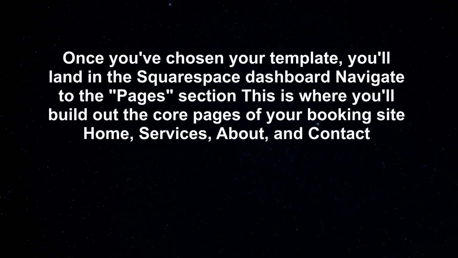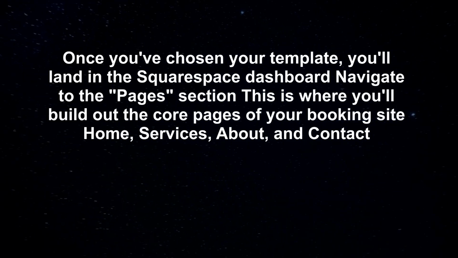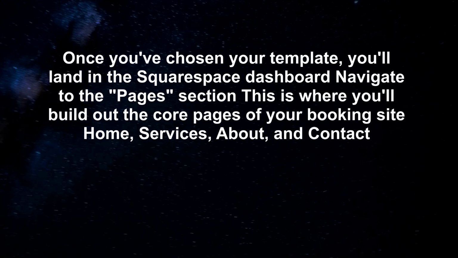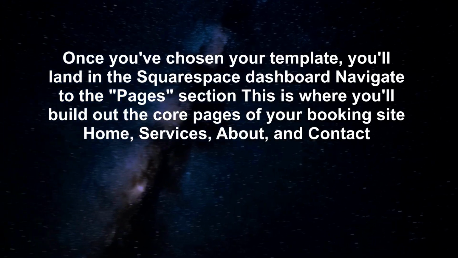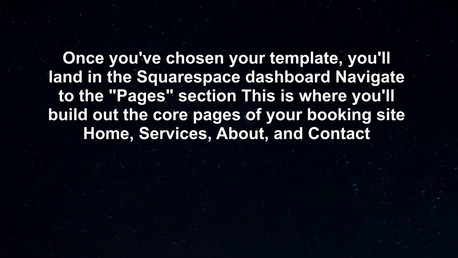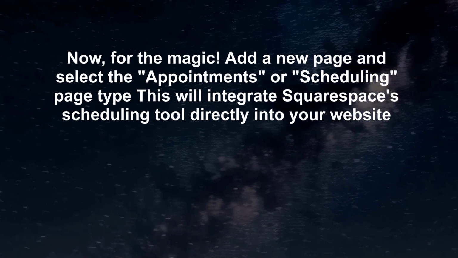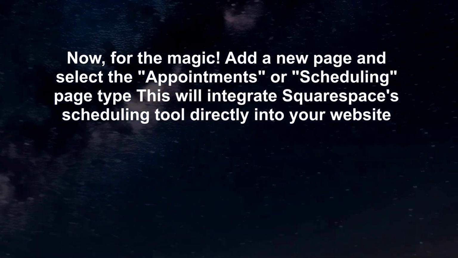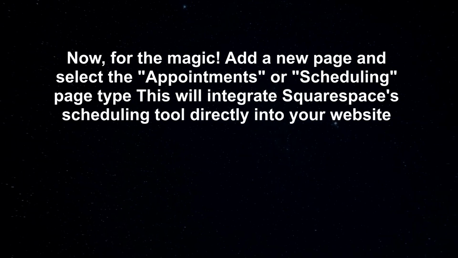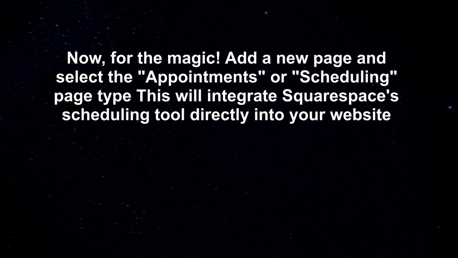Once you've chosen your template, you'll land in the Squarespace Dashboard and navigate to the Pages section. This is where you'll build out the core pages of your booking site: home, services, about, and contact. Now for the magic. Add a new page and select the appointments or scheduling page type. This will integrate Squarespace's scheduling tool directly into your website.